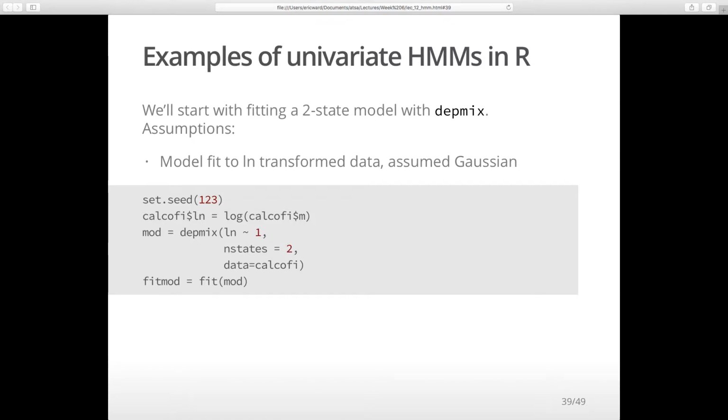Okay, so we'll start by fitting just a simple two-state model using the Detmix package. The assumption here is that the data will be log transformed to make it approximately normal. We could also not do this transformation, but adopt a different family. The default family in the Detmix package is Gaussian, so we're not specifying that. We're modeling the log of catch per unit effort as just a function of the intercept, with two states, and then we're going to simply fit the model using the fit call.